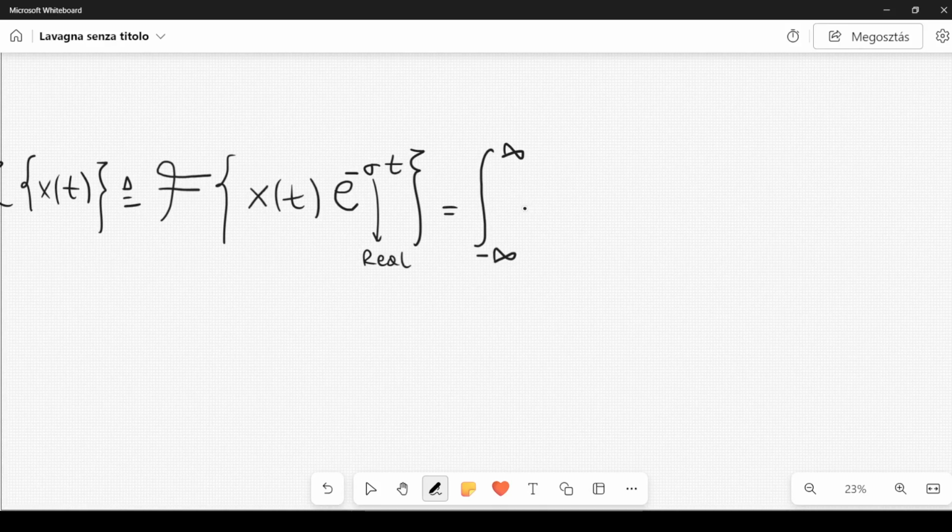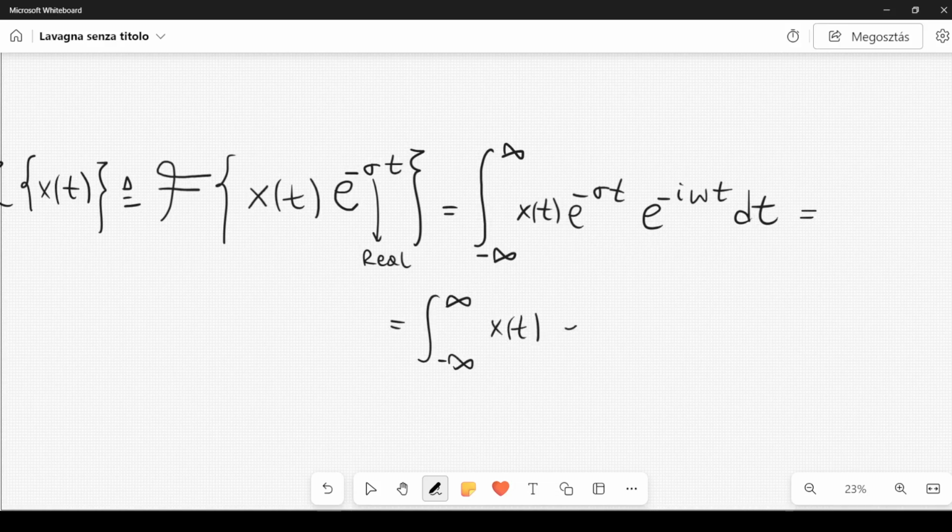So we have the function, which is x of t multiplied by e to the minus sigma t. And then we have the usual exponential e to the minus I omega t dt. So this is a Fourier transform, but now we can put these two exponentials together. So we can put them together, integral from minus infinity to plus infinity, x of t, and then I have e to the minus sigma plus I omega t dt. And we can define sigma plus I omega as s, and s is a complex number because you can see that it has a real part equal to sigma and an imaginary part equal to omega.